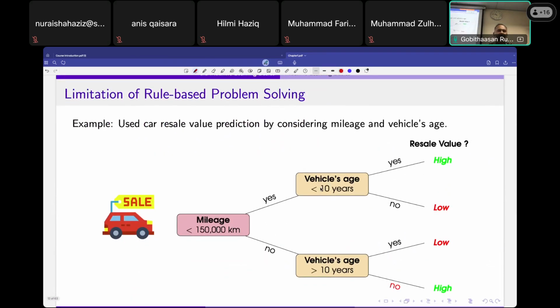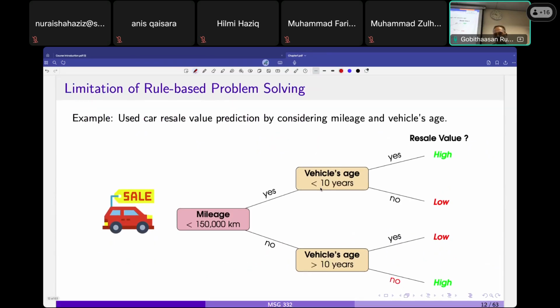Now, why don't I just use simple rule-based problem solving? This is an example. Say we want to predict whether a car's price will be high or low, right? For example, is the car's mileage less than 150,000 kilometers? Then we look at the vehicle's age, whether it is more or less than 10 years, yes or no. Based on these two answers, we say whether the resale value is high or low. This is very much a simple rule-based model. We can just think of this answer, create a few new questions, answer the questions and say whether high or low. That's one way to move forward.